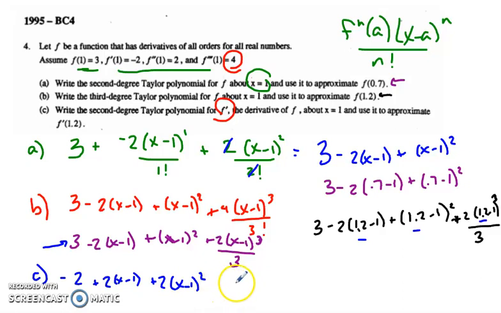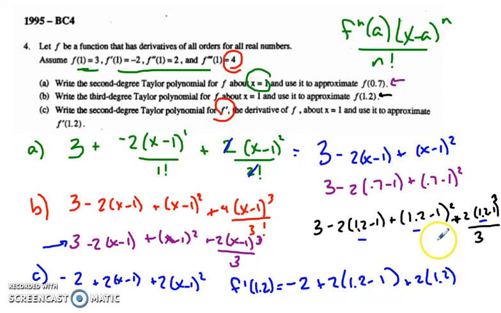And if I use it to approximate f prime of 1.2, what I need to do is sub in 1.2 for each x value. Let me fix that. So 1.2 minus 1 squared, and I'm going to go ahead and leave it just like that. And that is your answer.